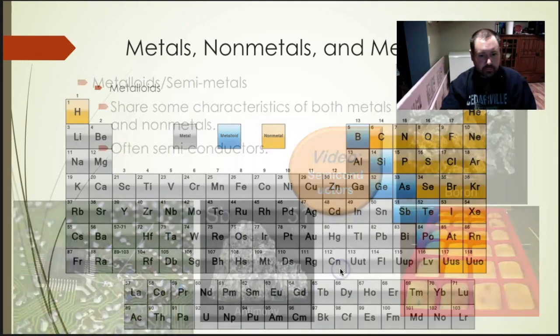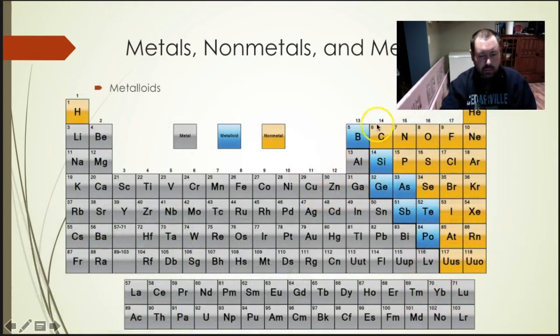Let's keep going. So all the semi-metals or the metalloids, these are the blue ones here. Notice they fit a particular pattern except for aluminum. Aluminum's kind of an outlier that changes. But all the other blue ones here, those are metalloids. They share characteristics of both metals and nonmetals.